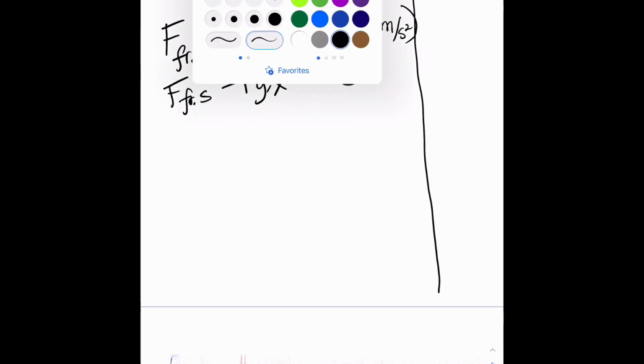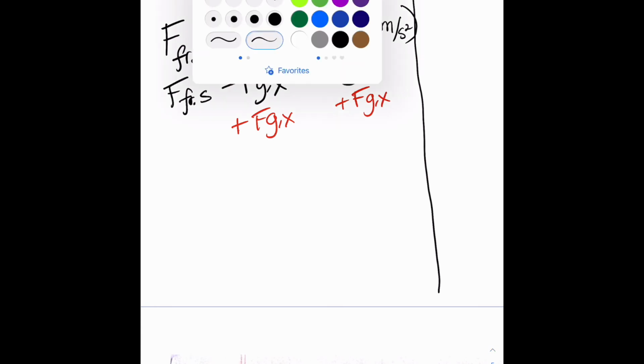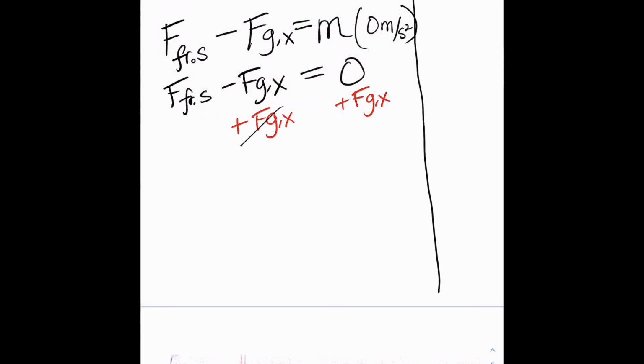And we can then show one final step, even without using numbers. Don't have to put numbers in yet. We'll just move Fg of x to the other side and see what we proved here. These cancel over here. We proved that the static friction is equal to Fg of x. This is because there was no acceleration, so the two forces end up balancing out.